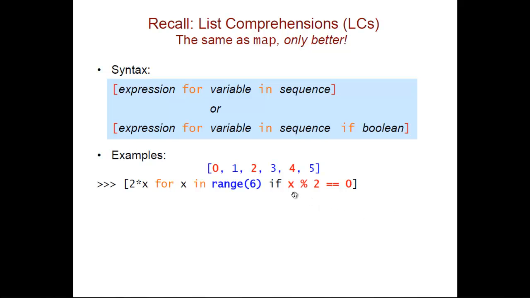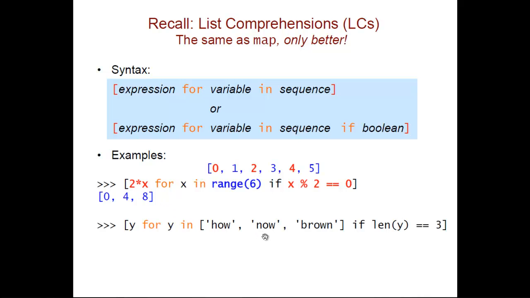So in this case, my Boolean expression is x mod 2 is equal to 0. And remember, mod gives us the remainder of a division, and so this expression is only going to be true if x is even. So it'll be true for 0, because 0 mod 2 is 0. It's true for 2, 2 mod 2 is 0, etc. And so only for those even numbers are we going to get a result here. And the result is 2 times the original number.